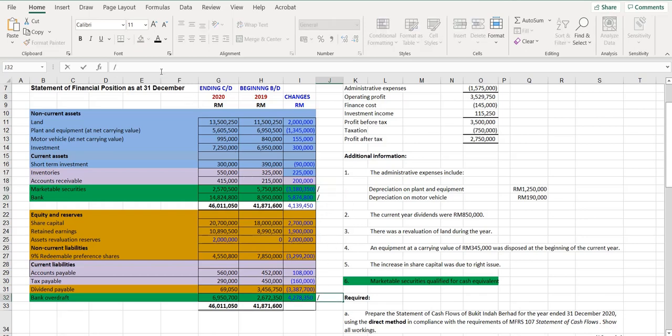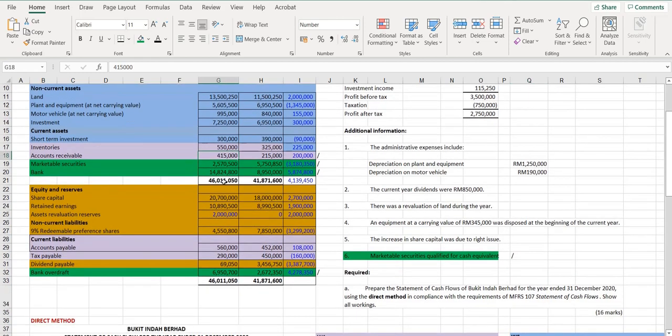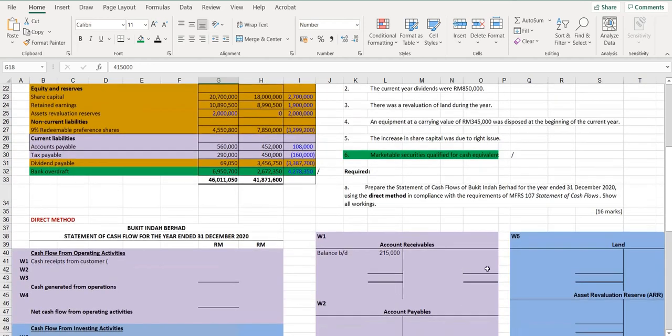Now we are trying to analyze the changes in receivable, trying to see how much was paid by our customers. That means we need to reconstruct. The beginning balance will be put on the debit side. Here, on the credit side, will be the accounts receivable balance carried down. So something like this, you can see here.